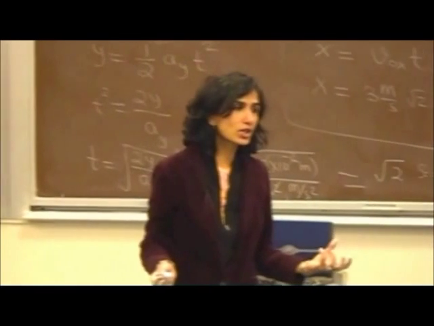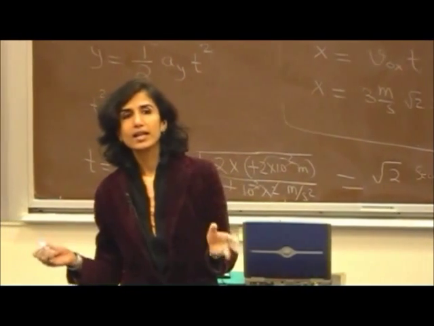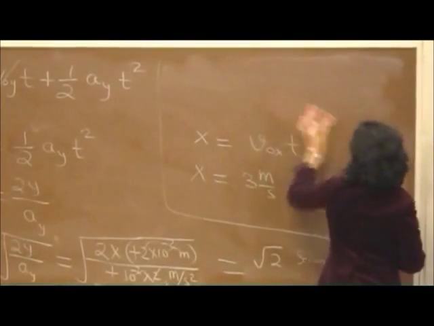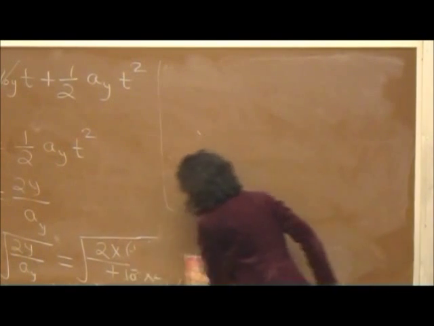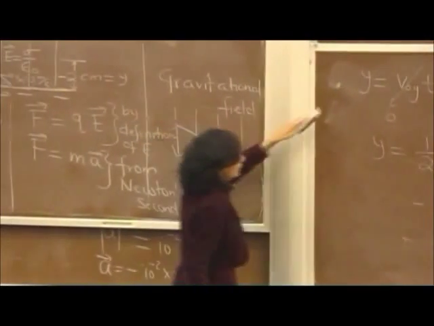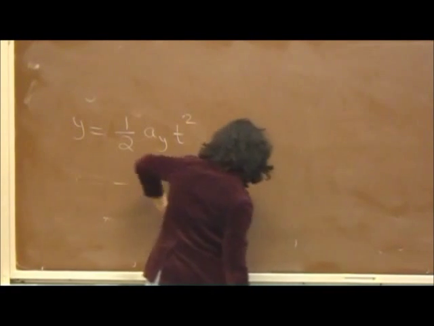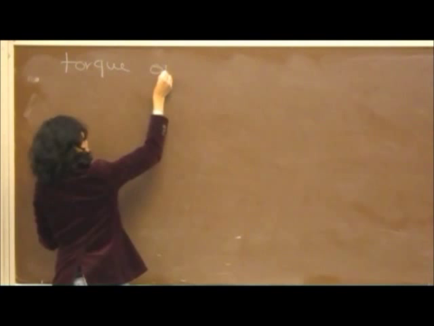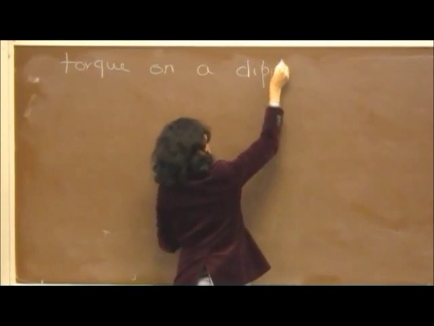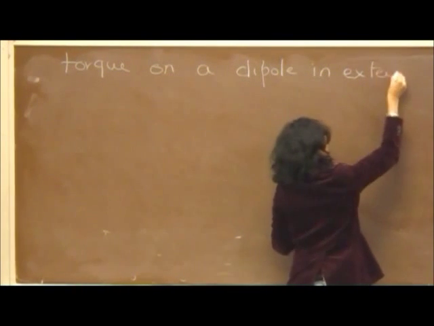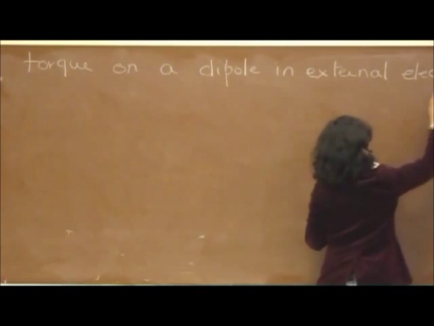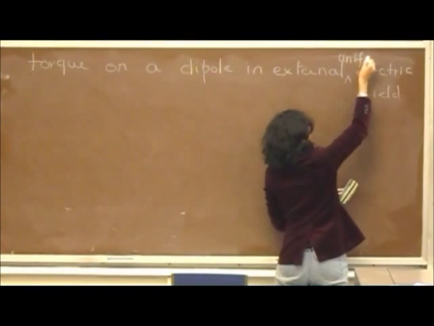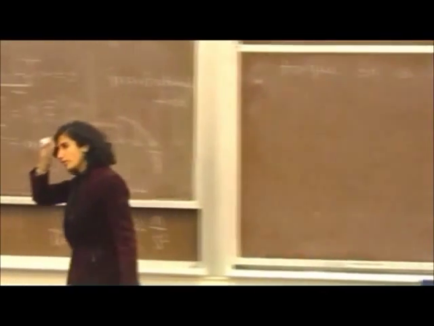Okay, then let's touch upon the last topic of this chapter, and that is the torque on an electric dipole and energy stored in an electric dipole which is placed in an external electric field. So, what you might think of is this situation. Suppose you have this parallel plate capacitor, and you put a dipole in this electric field. And we are only going to consider that case where the external electric field is uniform. So let's make it the same as what your book discusses, which is uniform external electric field.